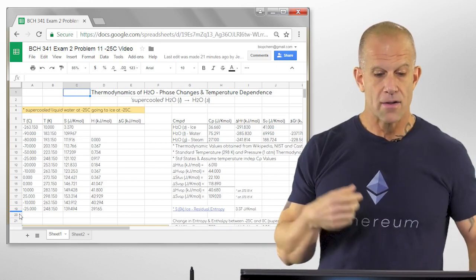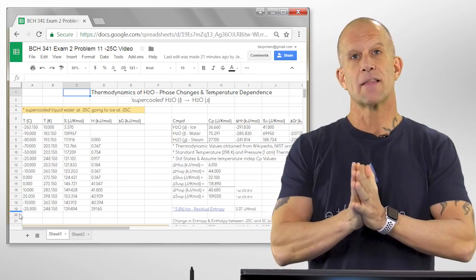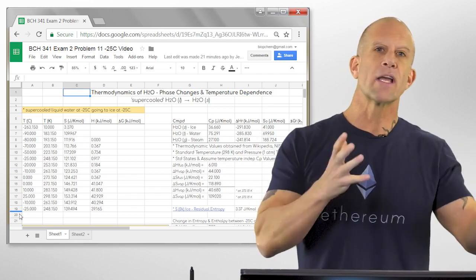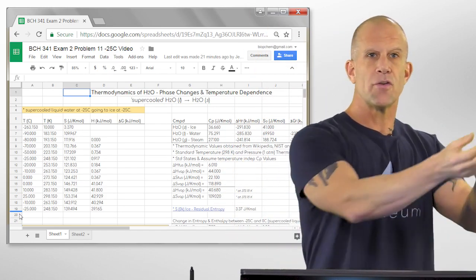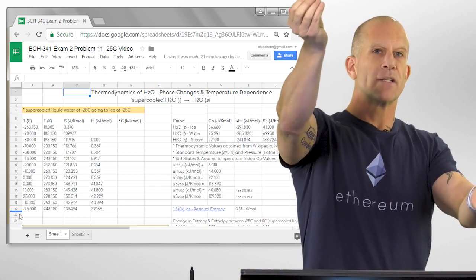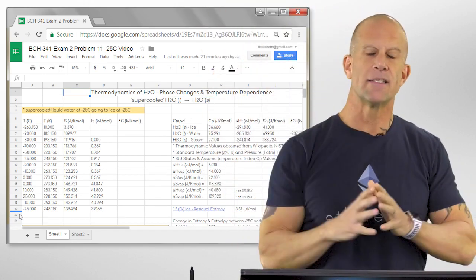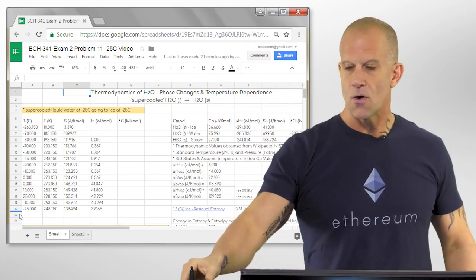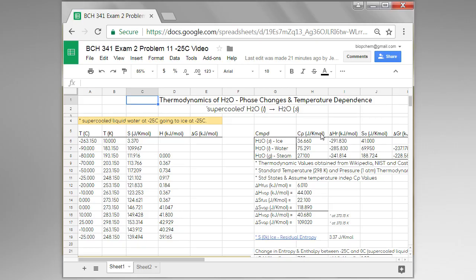So if you set the spreadsheet up correctly, you can look at any of the phase transitions. You could start with ice, melt it, go through liquid, and then go all the way to steam and look at that as well. So in this, I've set up water, or H2O, in the solid form as ice, in the liquid form as water, and in the gaseous form or vapor form as steam. And I put basically the thermodynamic parameters in here for it.